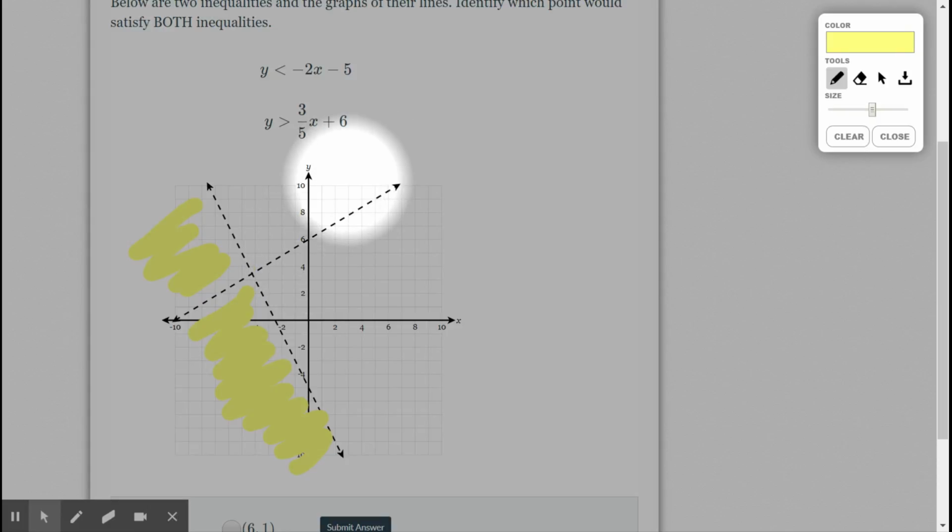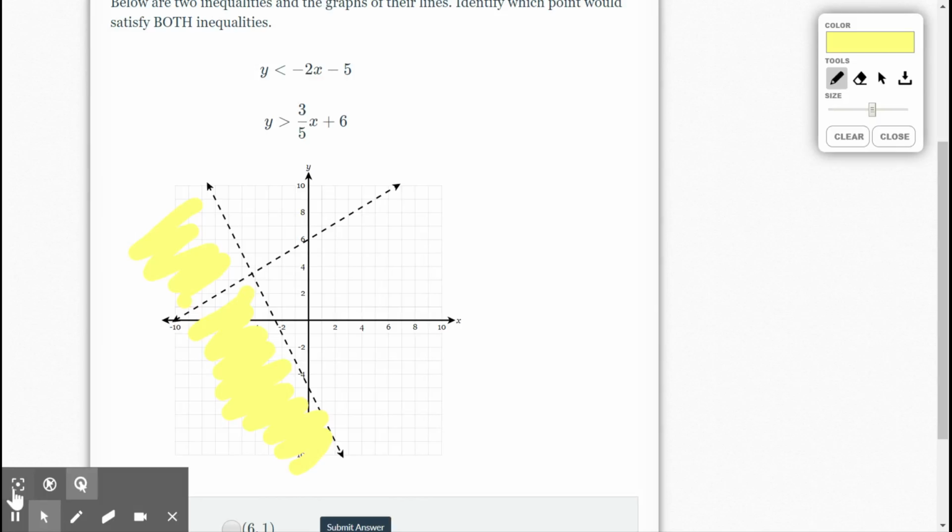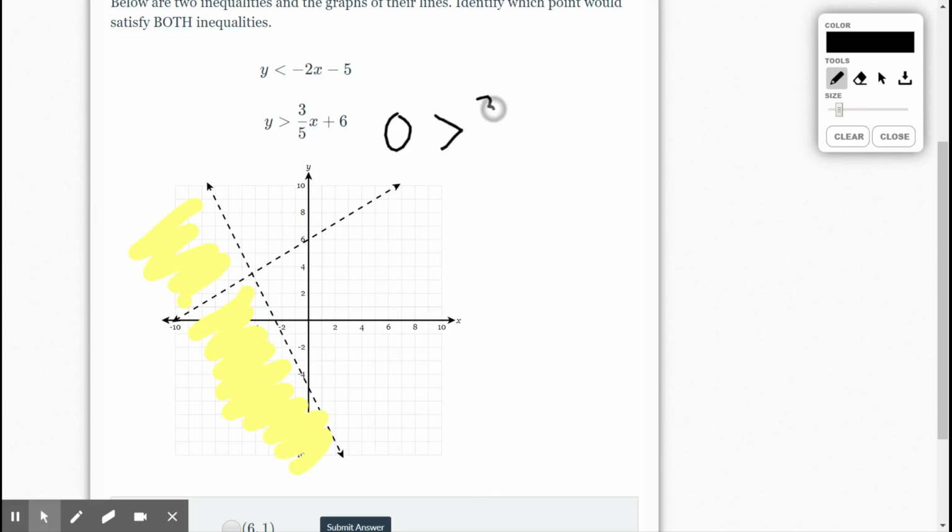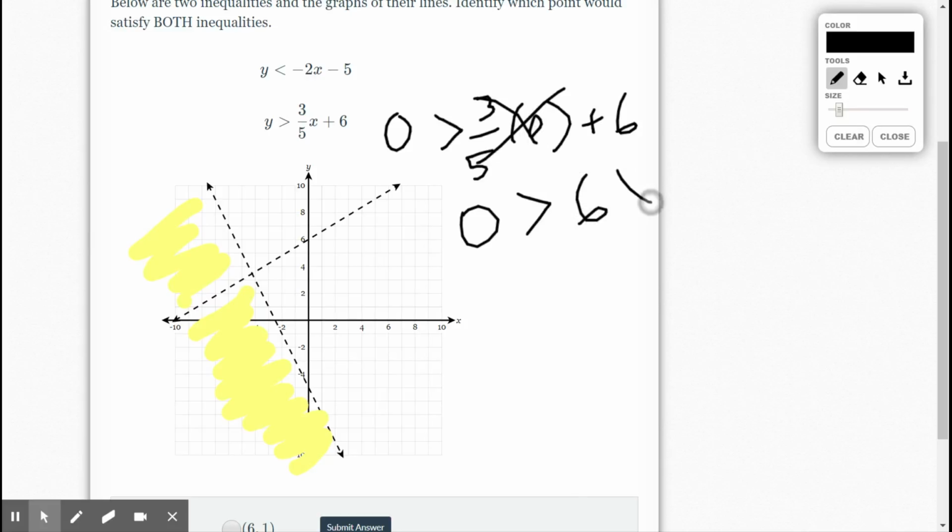Now we want to know, are all the solutions above or below? Again, we can test the point (0, 0), because if (0, 0) works, then everything below the line works. If I try (0, 0) in the second inequality, is 0 greater than 6? No, once again, our test point (0, 0) did not work.